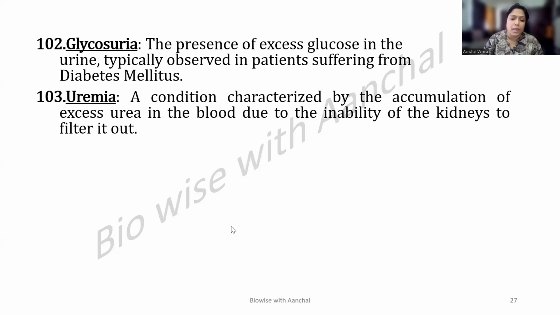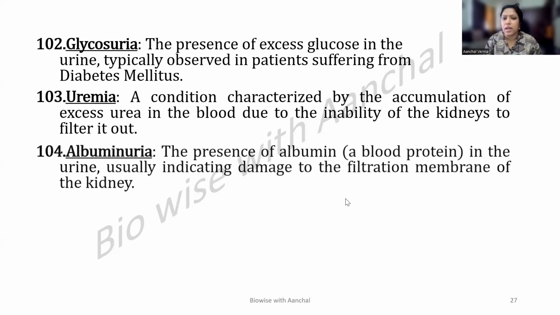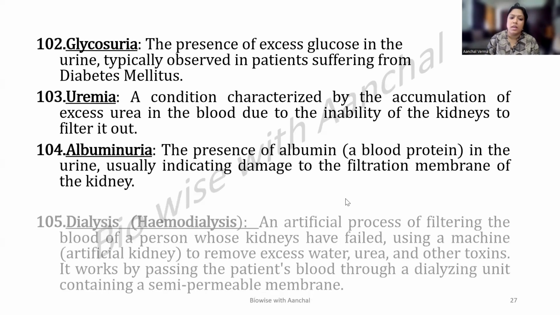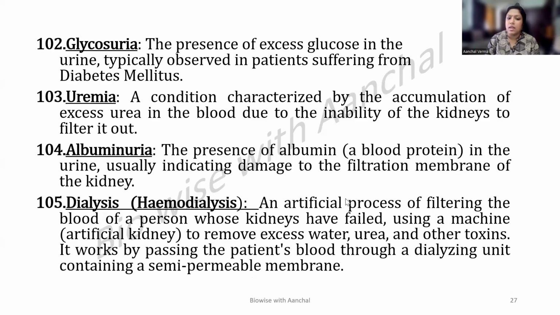Next one is albuminuria. Albumin is a protein present in the blood, and it should not be filtered out in the urine. In case the kidney is not filtering properly, then this protein also escapes in urine, and the condition is called albuminuria. Dialysis or hemodialysis is an artificial process of filtering the blood of a person whose kidney has failed, using a machine called artificial kidney or hemodialyzer, to remove excess water, urea, and other toxins. It works by passing the patient's blood through the dialyzing unit containing a semi-permeable membrane to filter out urea.